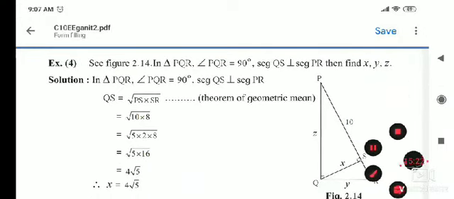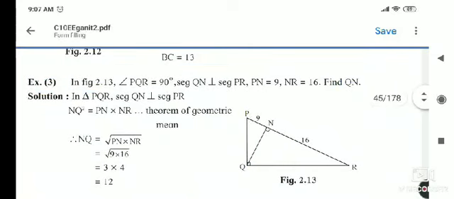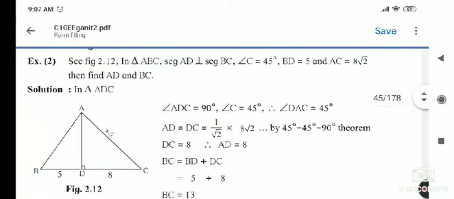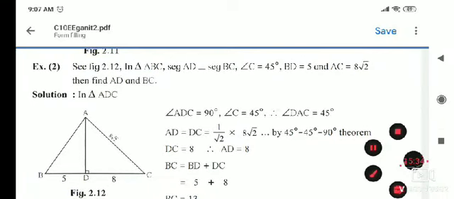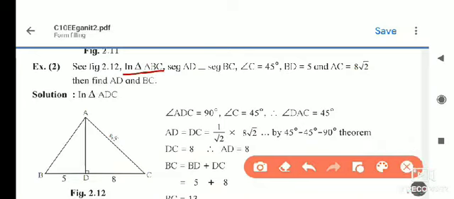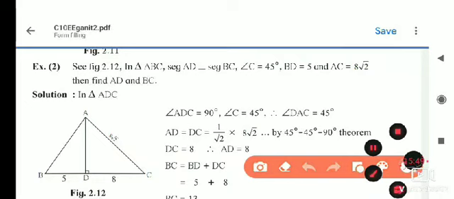Next question is question number 4. See the figure. Sorry, that question was left by me. So here in the second question, in triangle ABC, AD is perpendicular on BC. Angle C is equal to 45.